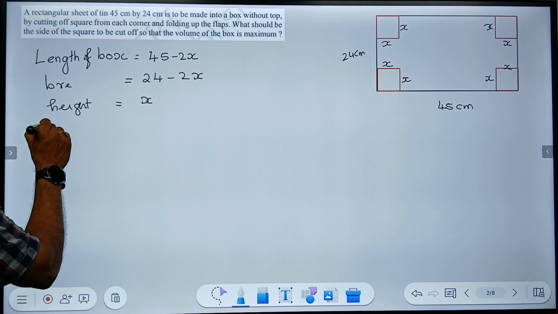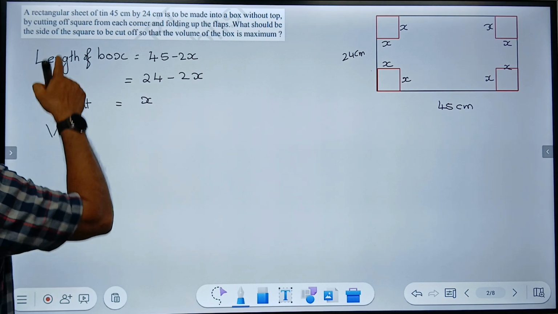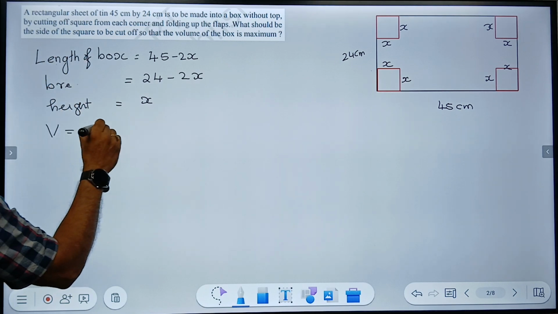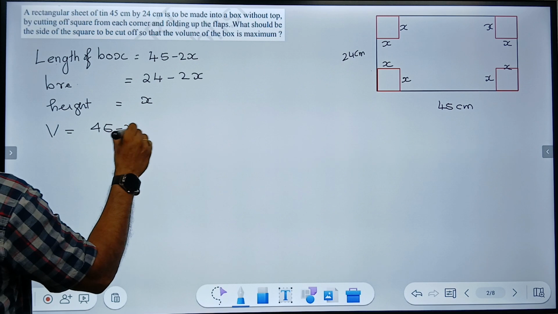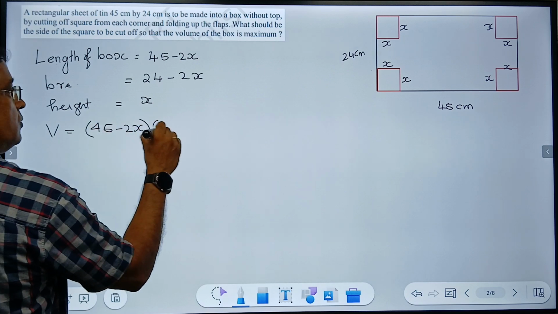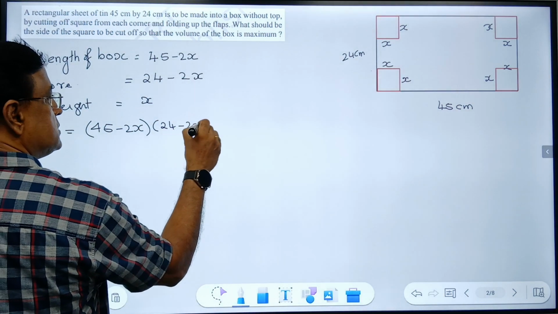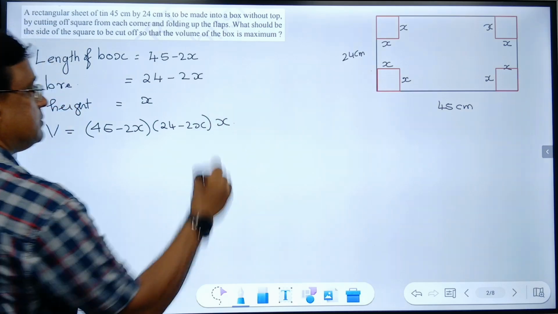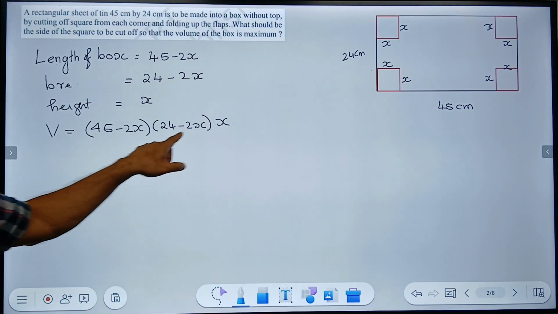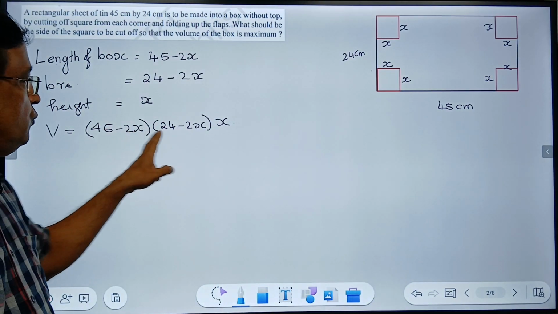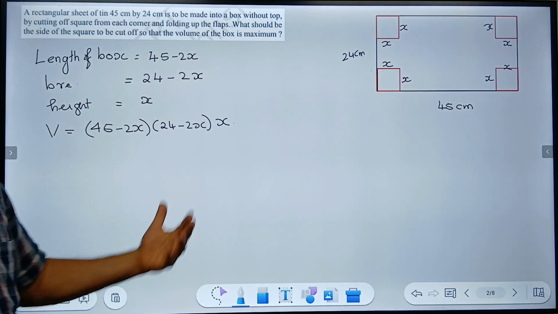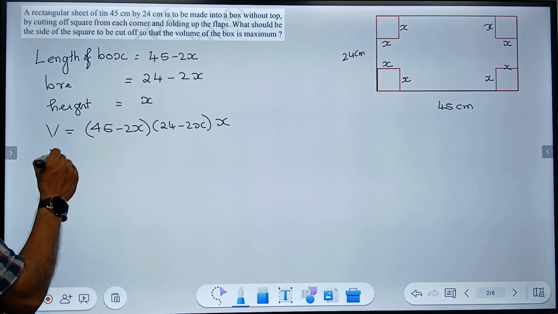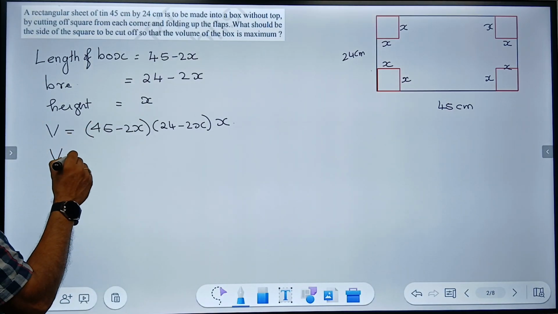Now what is the volume of the box? Volume of the box is length into breadth into height, so it is (45 minus 2x) into (24 minus 2x) into x. This is just one variable. You can either use UVW and differentiate, or you can use the product rule. Or I can just open the bracket. I prefer to open the bracket.